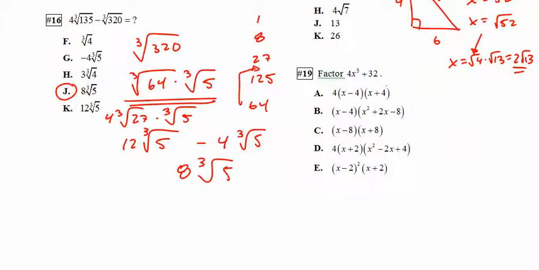Factor 4x to the third plus 32. Now, this is what we call a special product. We pull the 4 out. We get x to the third plus 8. Quite frankly, I don't remember how to do this. I actually have a program on my calculator that'll do this for me.